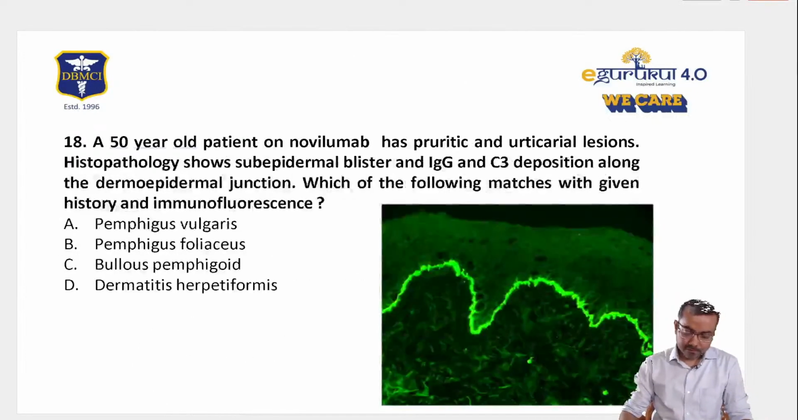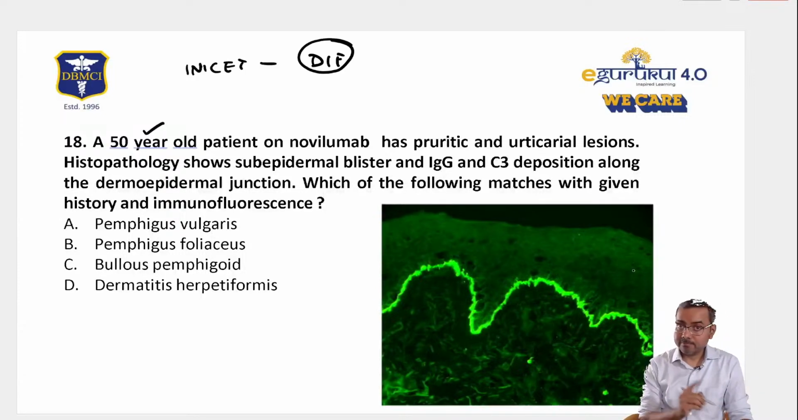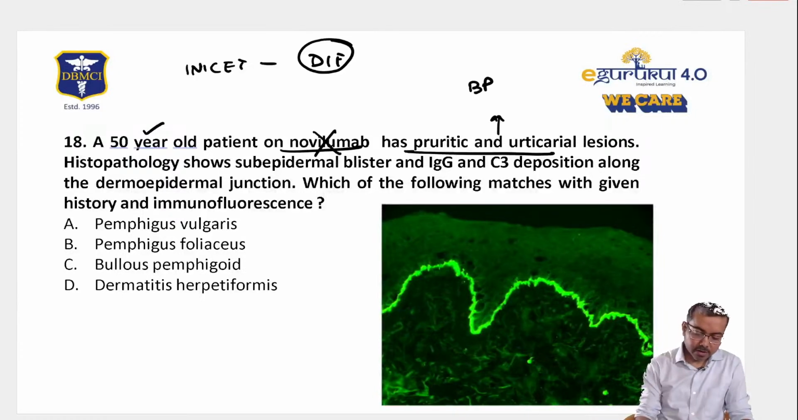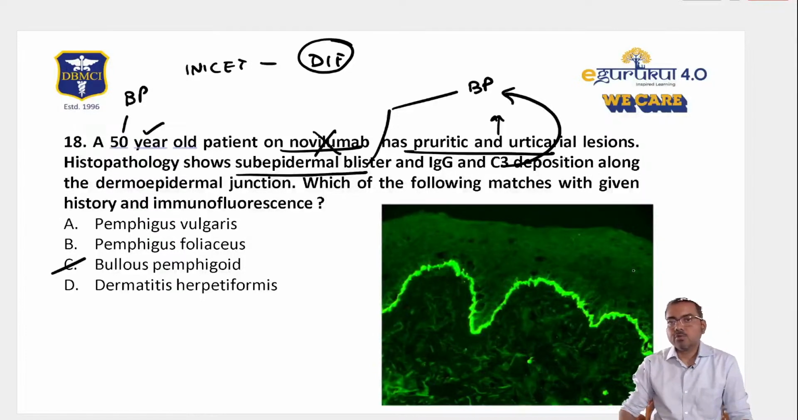Okay, 18th. Again, somehow INICET loves DIF. So can you see the trend on DIF? Important. Forget nivolumab. Pruritic and urticarial, this is very typical bullous pemphigoid. Can you see again, 50-year-old man, bullous pemphigoid. Subepidermal blisters, again bullous pemphigoid. IgG3, again bullous pemphigoid. Clear? This is obviously, no doubt about it. Should be quite easy to understand, right?